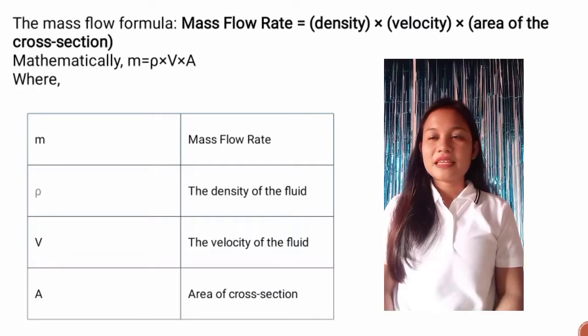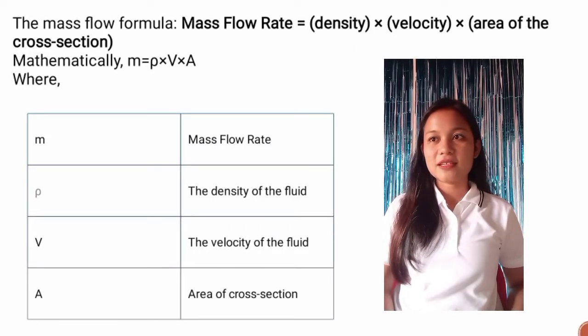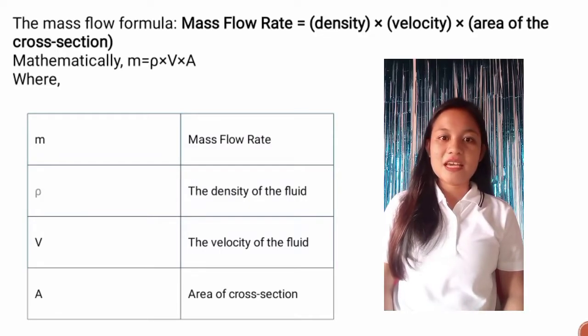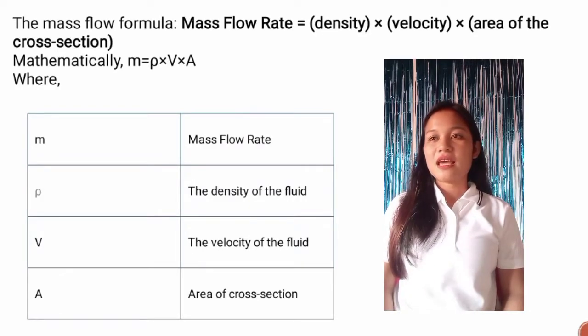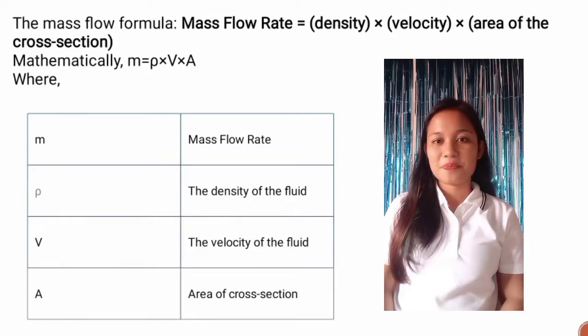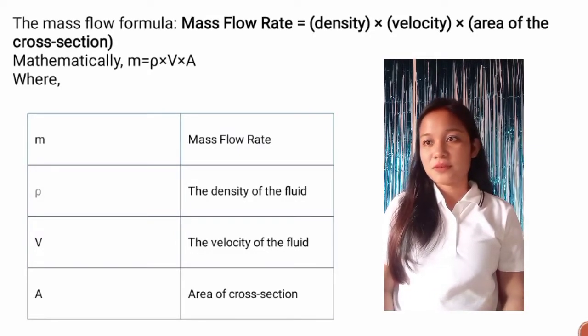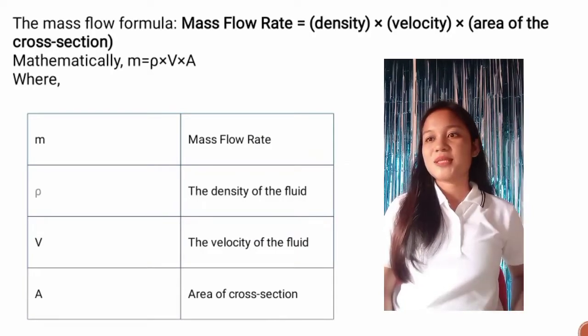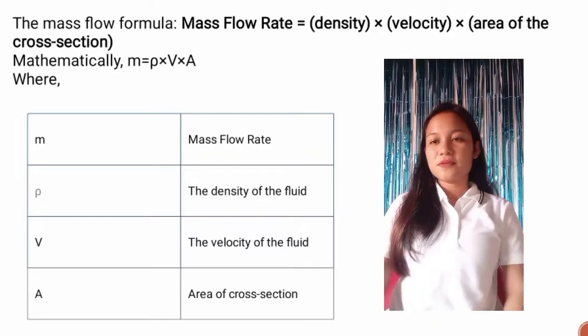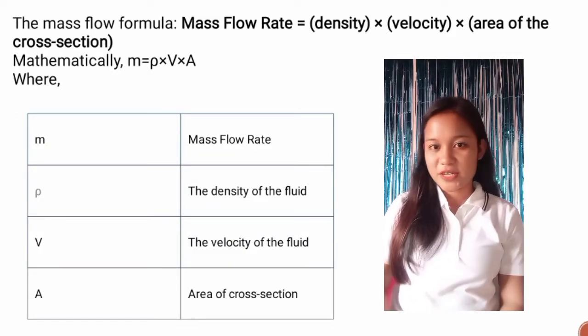The mass flow formula. Mass flow rate is equal to density times velocity times area of the cross-section. In mathematical equation, m equals ρ times v times a, where m is the mass flow rate, ρ is the density of the fluid, v is the velocity of the fluid, and a is the area.